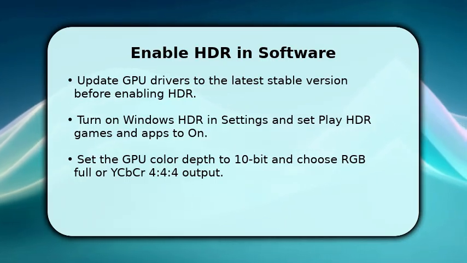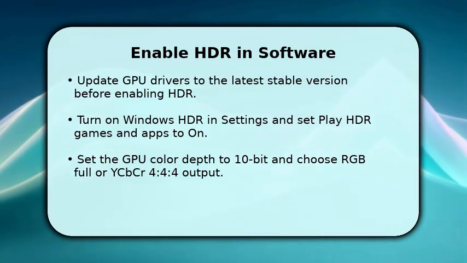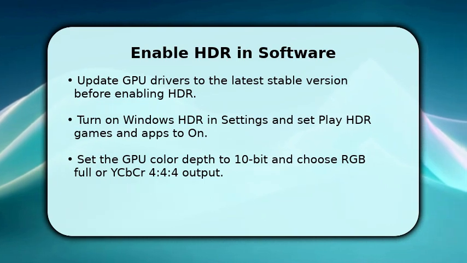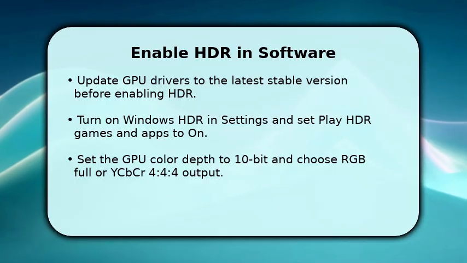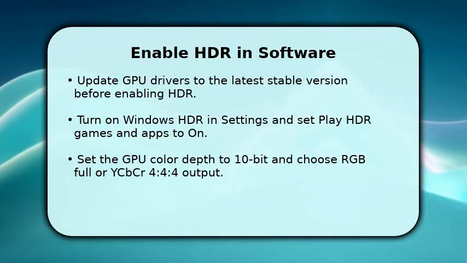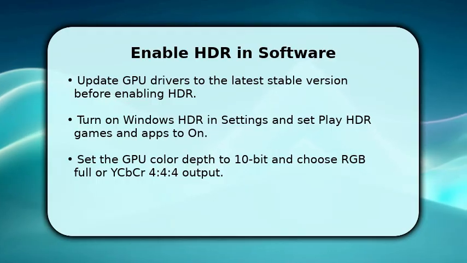Choose RGB Full or YCbCr4 output to avoid chroma subsampling artifacts. Disable night light and any software color overlays while testing HDR content. Restart the PC to ensure all settings apply correctly and consistently.